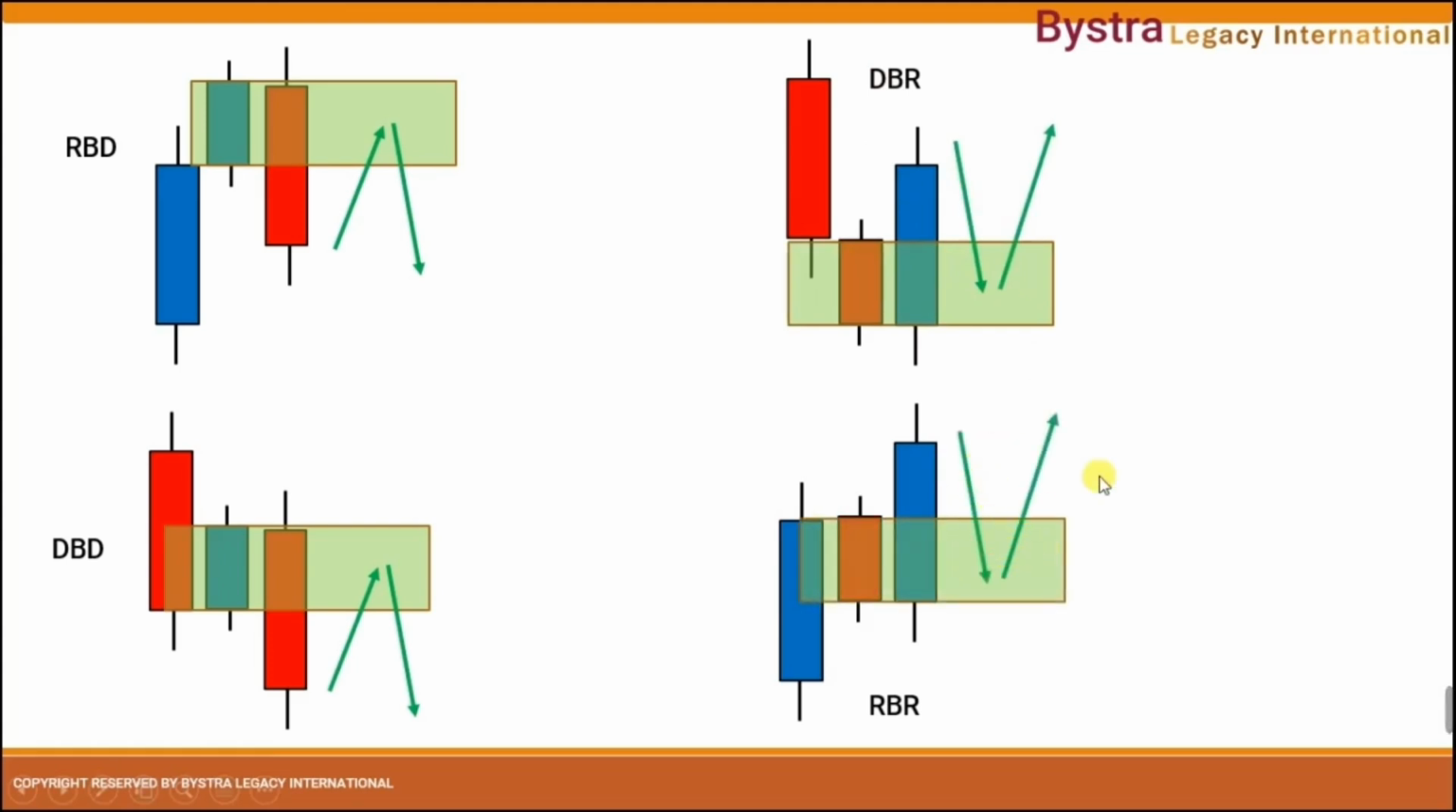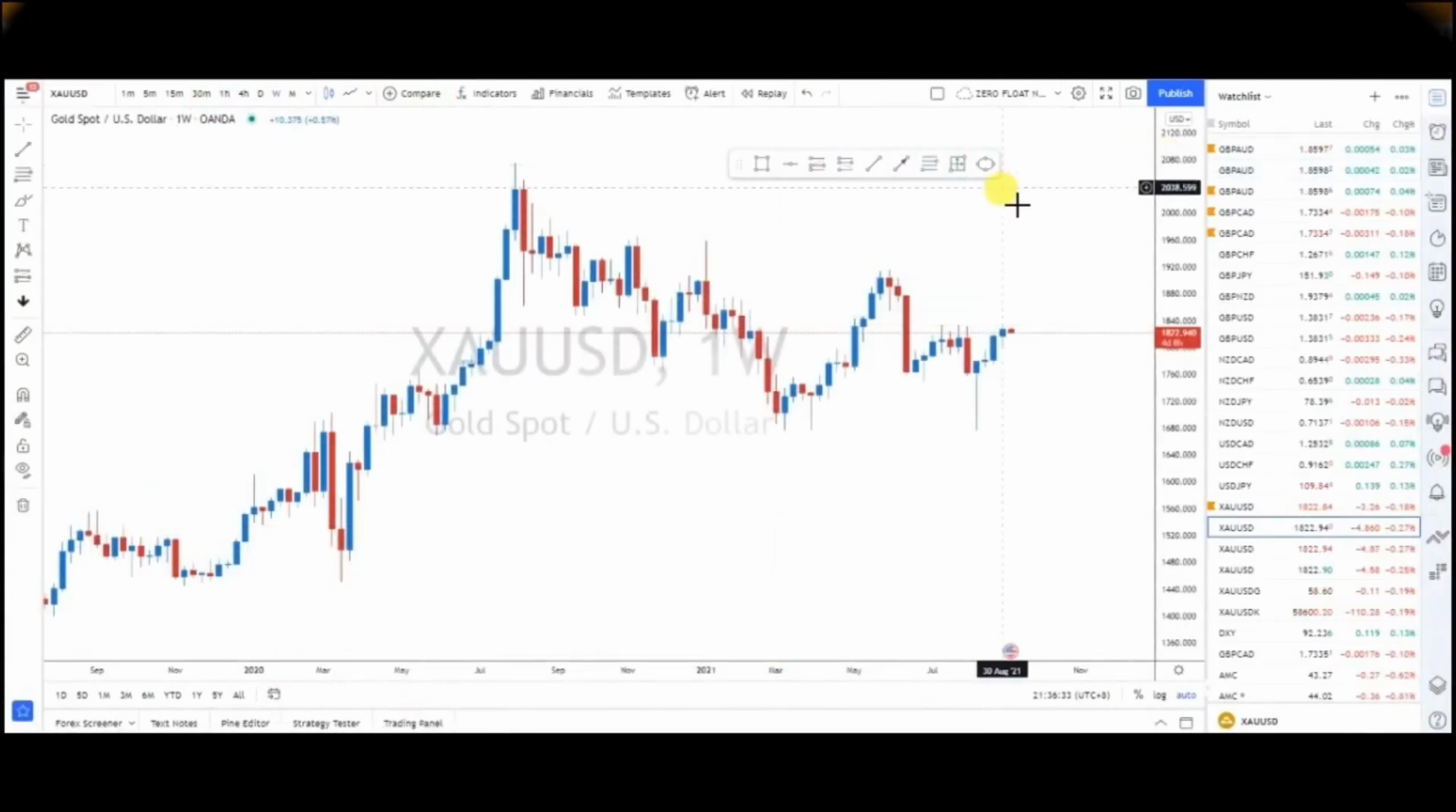Hi guys, so we are back at TradingView. I'm going to show you some examples of what it looks like at the big time frame and how it looks in the small time frame. So let's start with the supply zone. We will start with the rally base drop. As you can see here, there is a rally base drop in this area. So I'm going to highlight it with purple color.